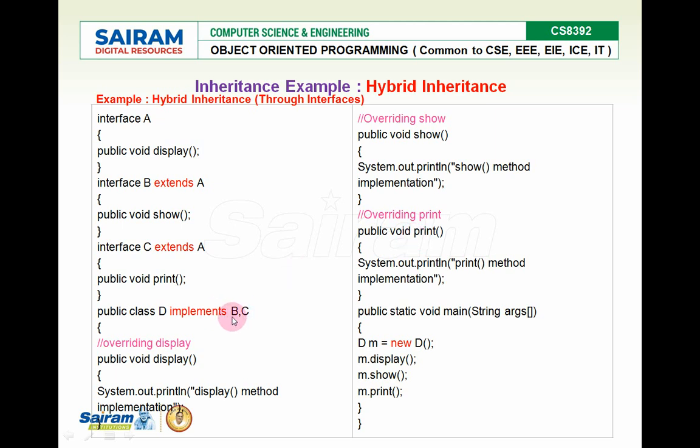So here implements B comma C is the multiple inheritance. Here interface B extends A and interface C extends A is the hierarchical inheritance. A combination of hierarchical and multiple provides hybrid inheritance. For which class do I have to create an object? The last derived class, class D. For class D only I have to create an object, and I can call all the methods. All these methods belong to different interfaces, but they are implemented in the derived class D, so I call display, show, print of class D.